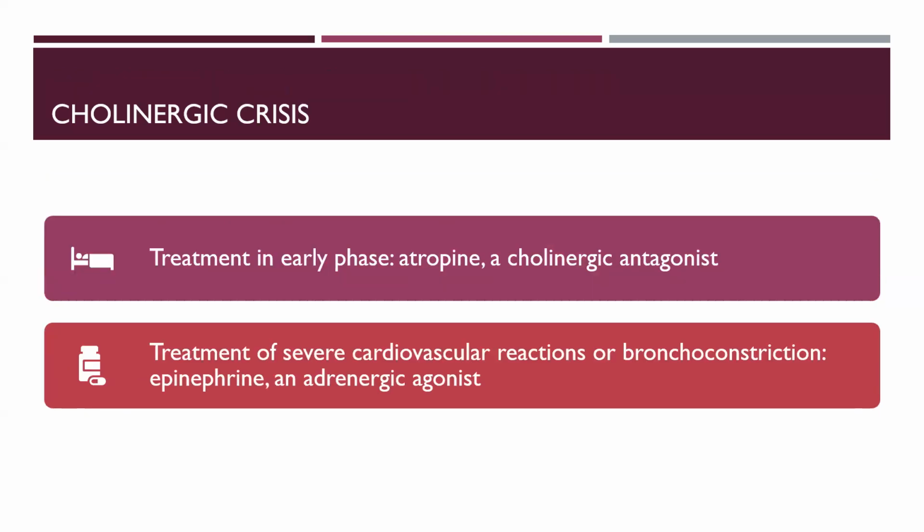So our cholinergic crisis treatment in the early phase would be things like atropine, and treatment of severe cardiovascular reactions or bronchoconstriction may result in us needing epinephrine or an adrenergic agonist.